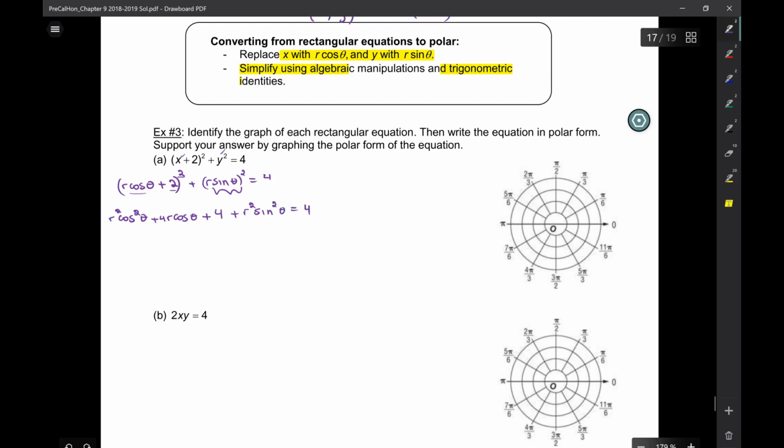Equals 4. Look at what I have here, guys. Plus 4, they go away. What about sine squared? You know what else you could do? Let me just swap the order here. R squared cosine squared theta, and I'm going to write this one next, r squared sine squared theta, plus 4r cosine theta equals 0. I just rewrote the same thing in a different order.